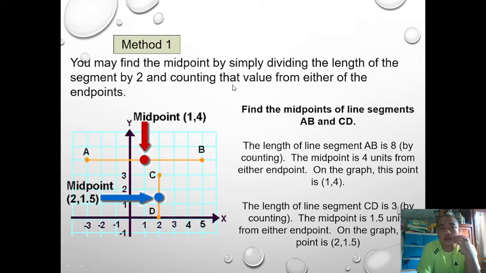In coordinate geometry, there is more than one way to determine the midpoint of a line segment. Method 1: you may find the midpoint by simply dividing the length of the segment by 2 and counting that value from either of the endpoints.